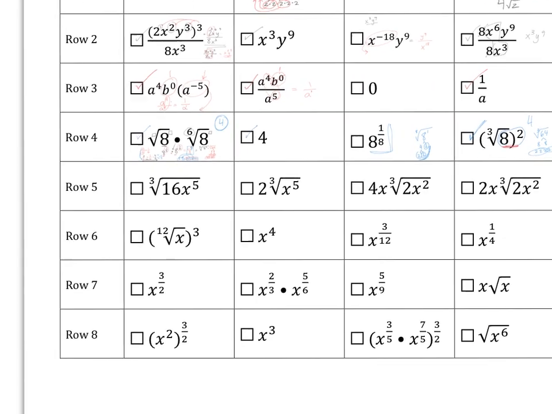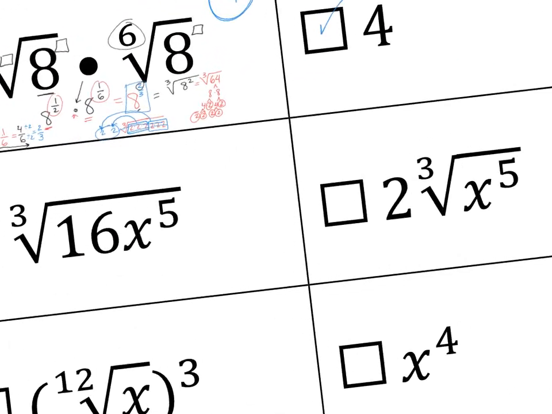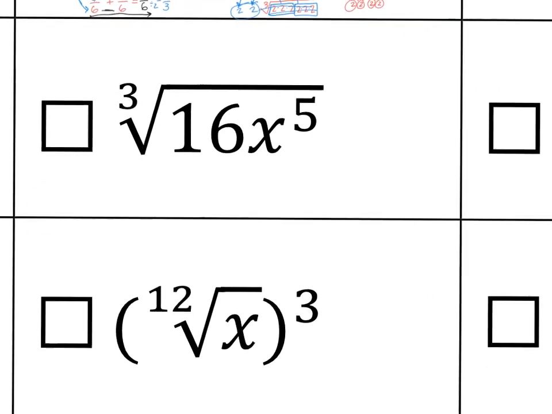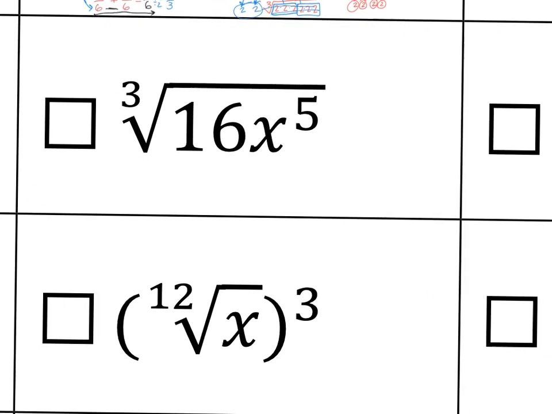Let's take a look at row 5. Starting with the front. What I think I might do here is break down the 16 and see if I can find anything I could take out front. I know 16 is the same as 4 times 4, and that means I've got 2, 2, 2, 2. And then if I want to draw a picture of x to the 5th, that would be x times itself 5 times.